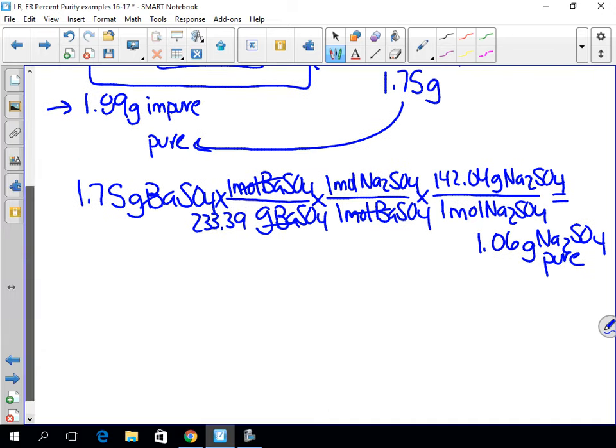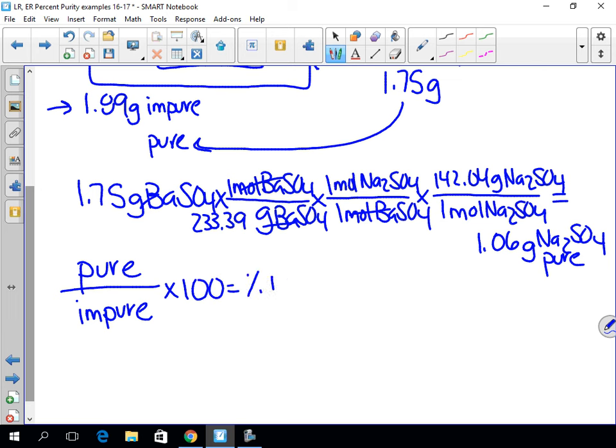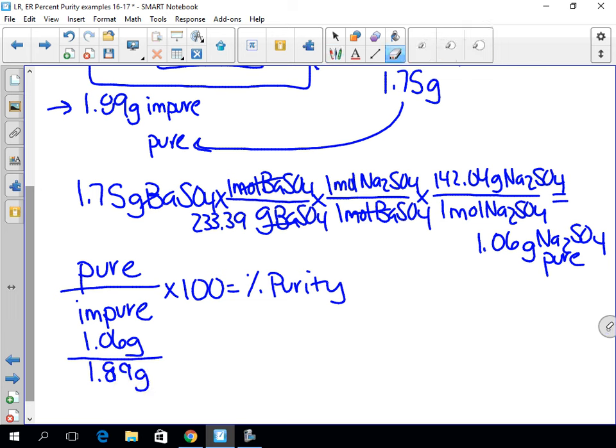Well, we can calculate the percent purity by comparing our pure to our impure, very similar to doing a percent yield problem. We take the pure amount, divide it by the impure amount, times 100, and that'll give us our percent purity. So we have 1.06 grams, that is pure, over 1.89 grams, that is impure. And our purity of our sample is only 56.1%. Not very pure at all.